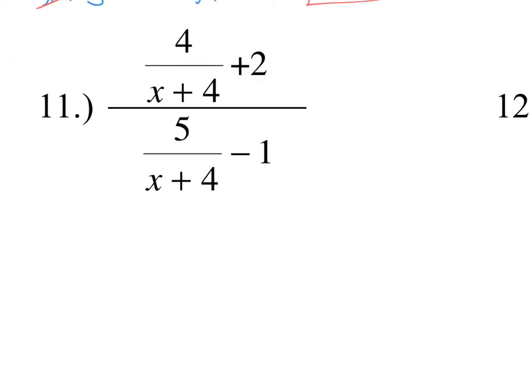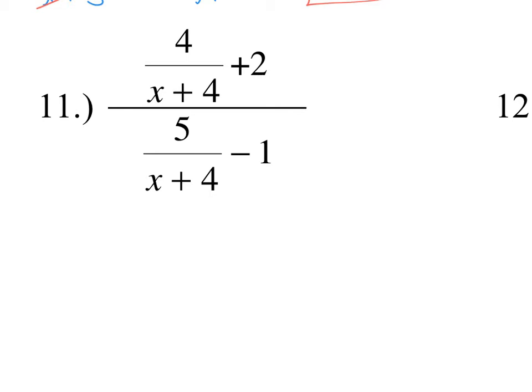For number 11, I'm going to go ahead and just stick with method number 2. If you would prefer to do method number 1, of course, go ahead and try it and come back and see if you get the same answer, because essentially you should. If you are going to do method number 1, you're going to have to get a common denominator of x plus 4 in the top fraction and a common denominator of x plus 4 in the lower denominator. And then you'll have to divide the two fractions, multiply by the reciprocal. So I'm going to go ahead and do method number 2.